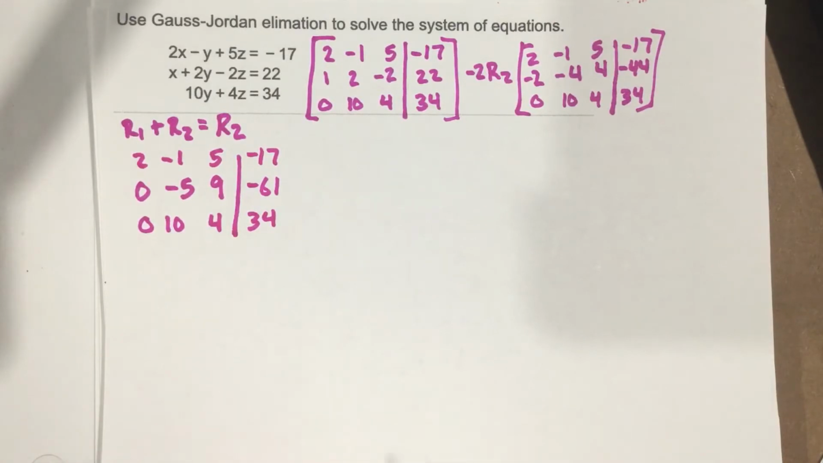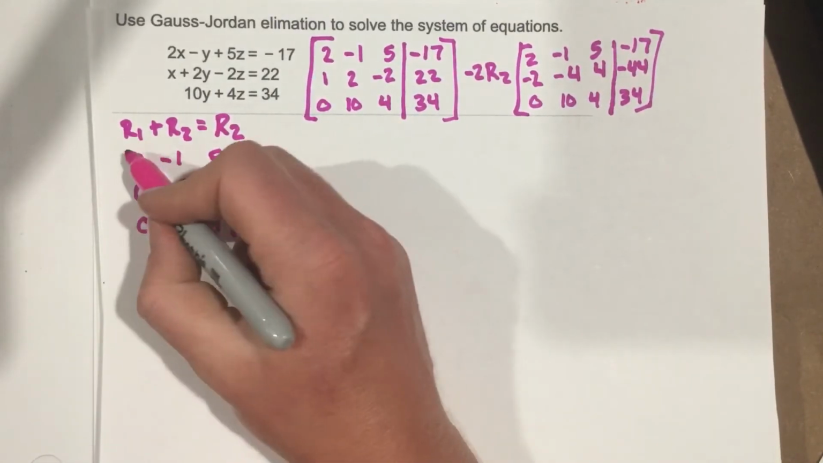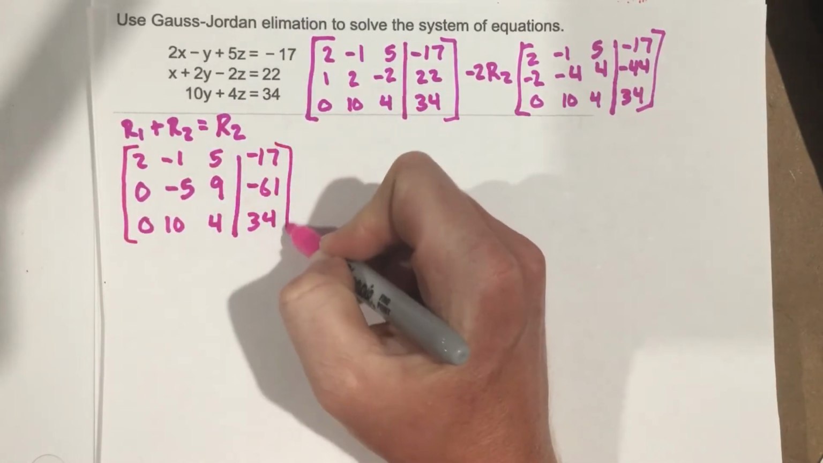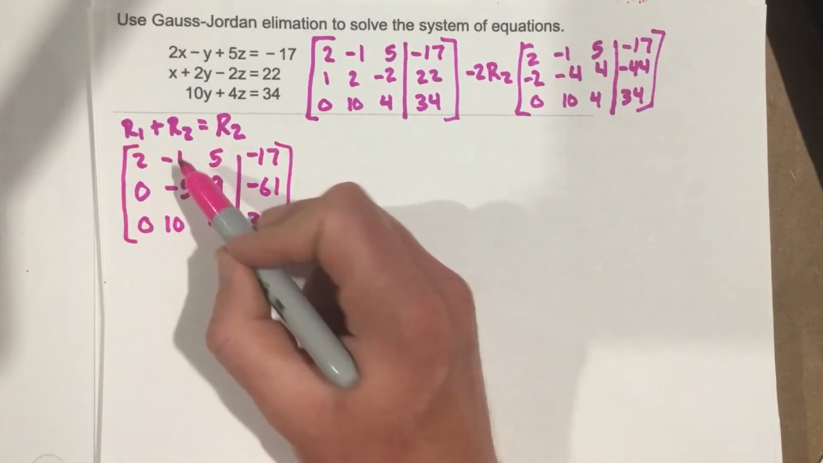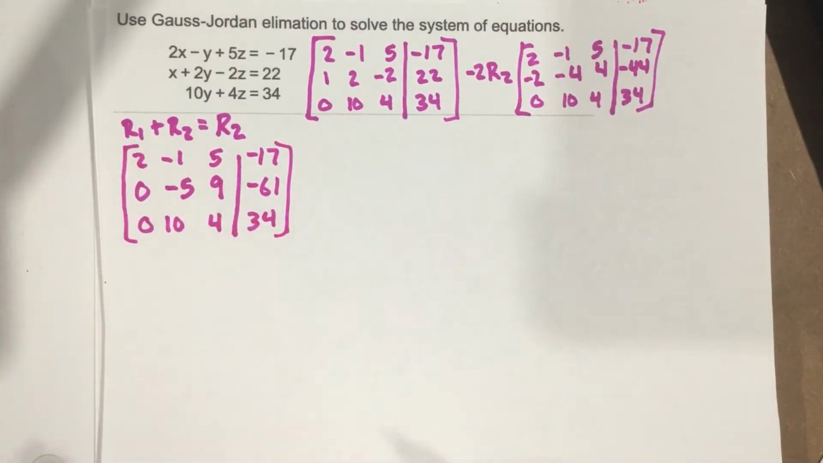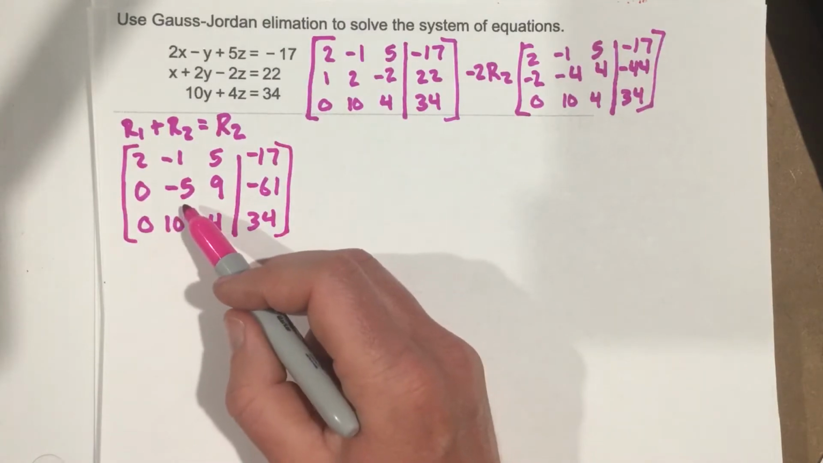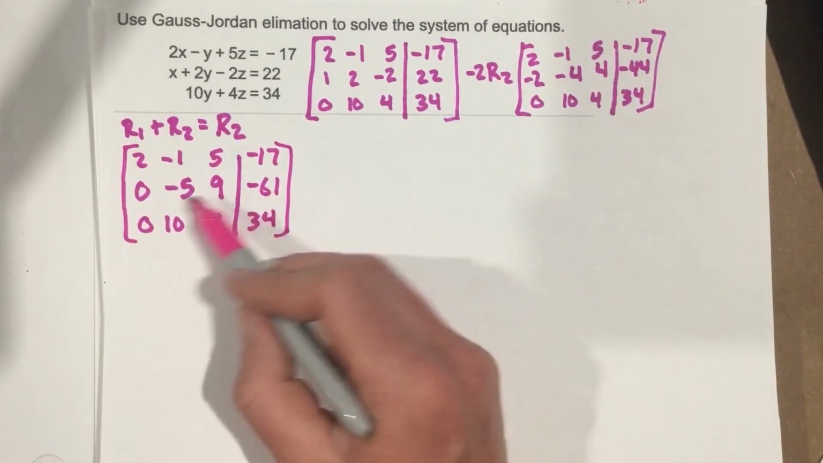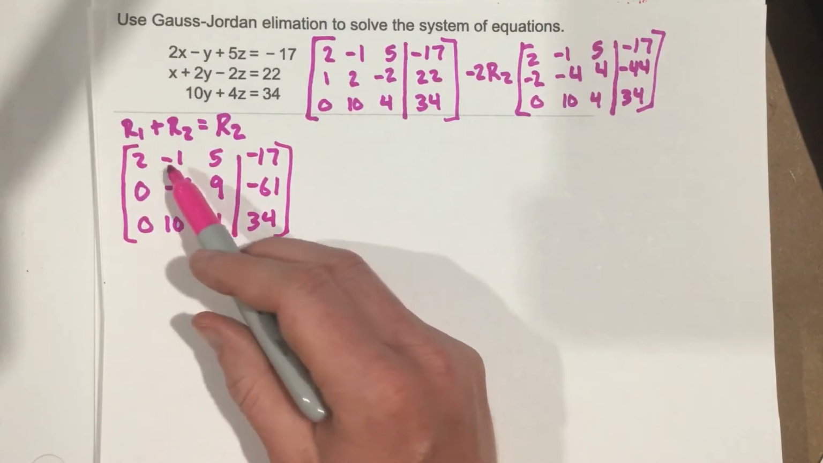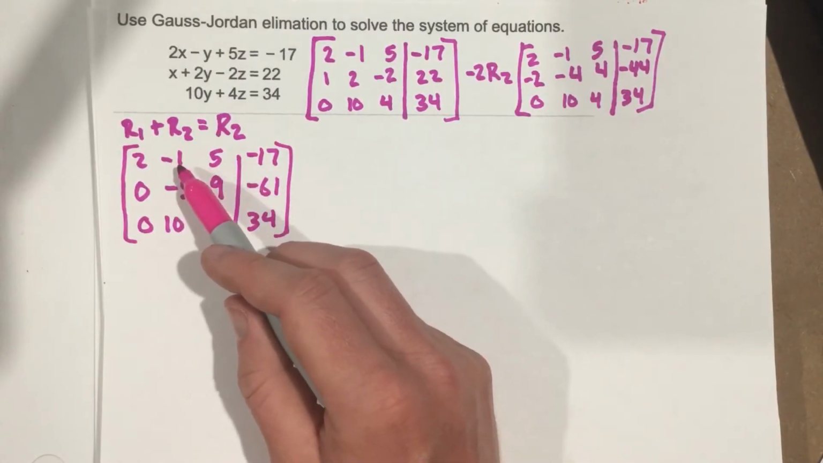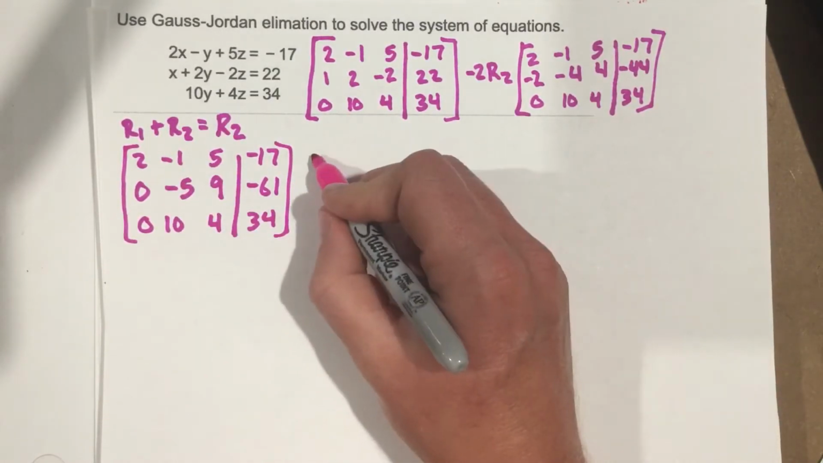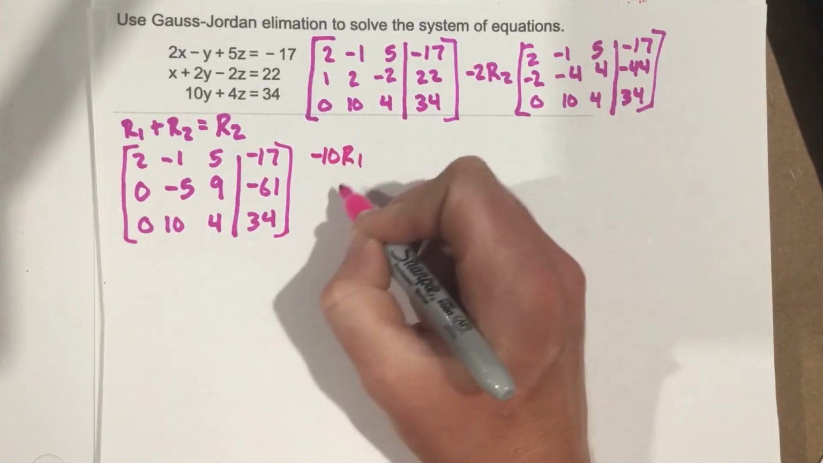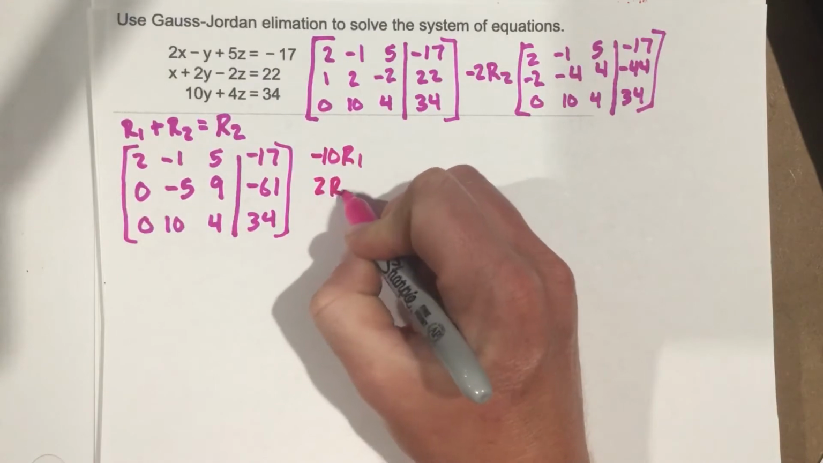Now I'm going to try and be efficient here. To be efficient in these problems, you can start to do multiple things at the same time, as long as you make sure that you're keeping everything straight. So I need to cancel this to be a 0, and I need to cancel this to be a 0. So I can multiply the middle equation by 2, and the top equation by -10, and then I can cancel both top and bottom at the same time. So I'm going to say -10 R1, and I'm going to do 2 R2.